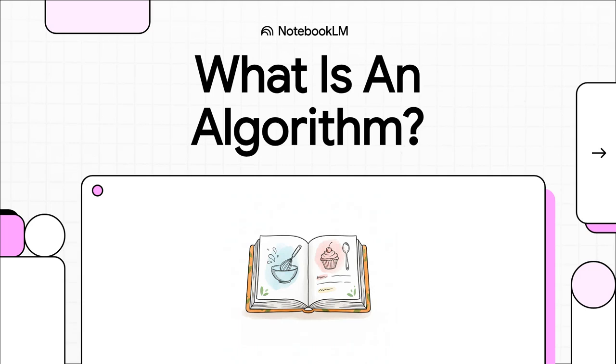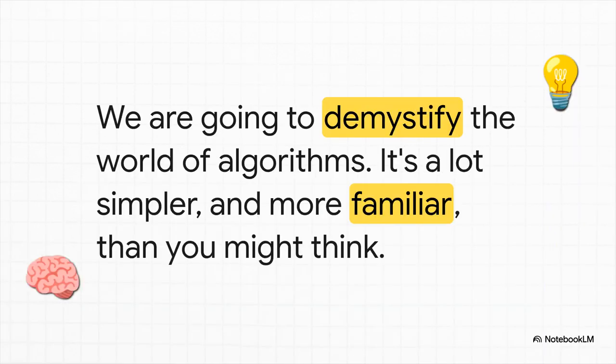Have you ever wondered how your phone just knows exactly what video to recommend to you next? Or how a GPS can figure out the absolute fastest route right in the middle of traffic? Well, the answer is a word you hear all the time: algorithm. And today, we're going to break down what that really means. Welcome to JASM Graphs. And trust me, it's a whole lot simpler and way more familiar than you probably think.